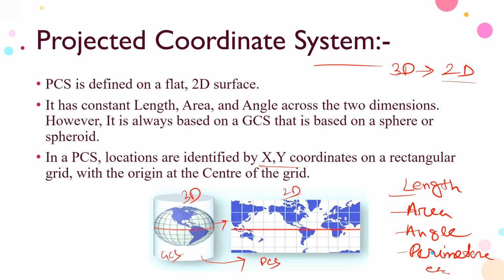One thing I have to mention here: using GCS, we never estimate length, area, angle, or perimeter measurement. If we want to estimate these things, we have to convert the GCS to PCS, the projected coordinate system.